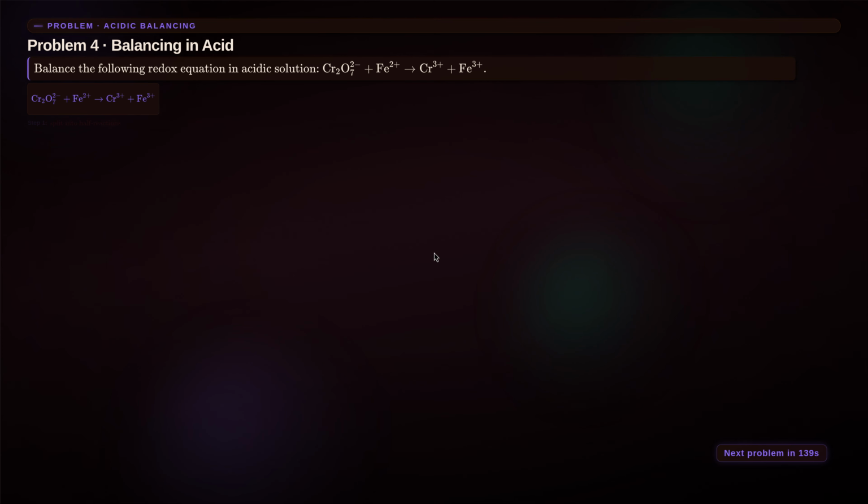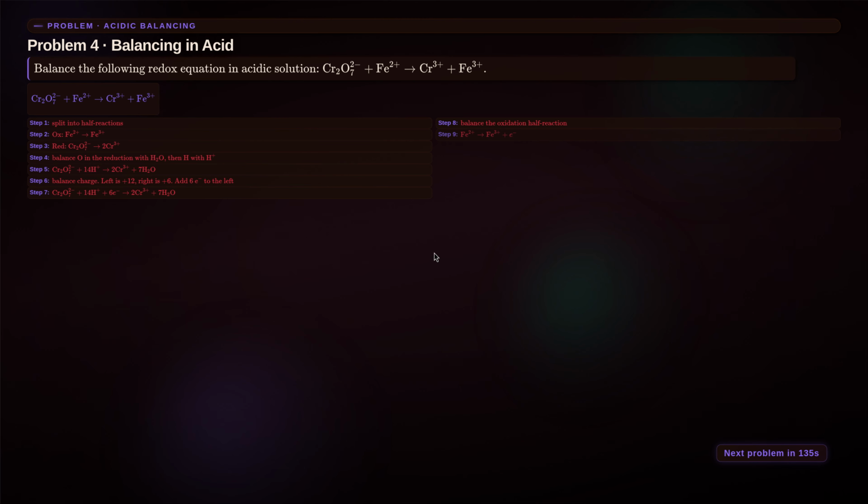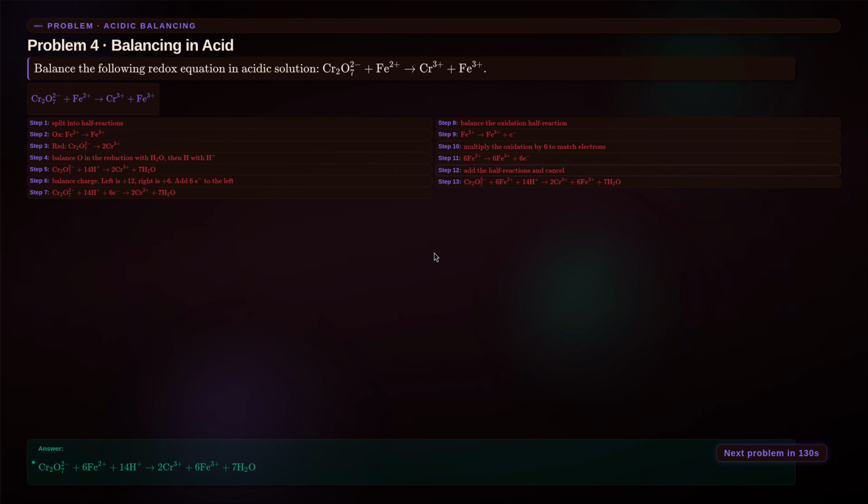Problem 4. Balance the following redox equation in acidic solution. Cr2O7 2- plus Fe2+ gives Cr3+ plus Fe3+. Step 1. Split into half reactions. Oxidation. Fe2+ gives Fe3+. Reduction. Cr2O7 2- gives Cr3+.